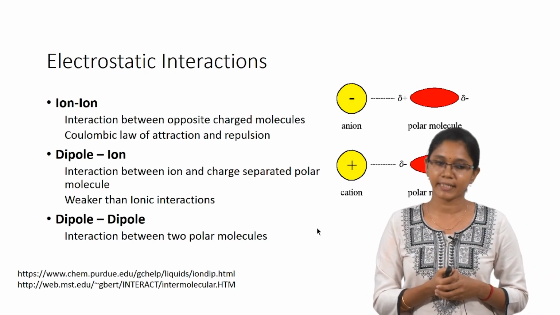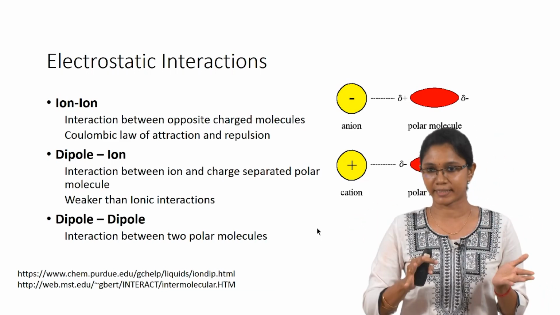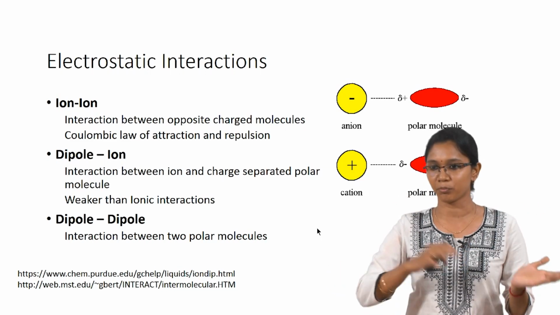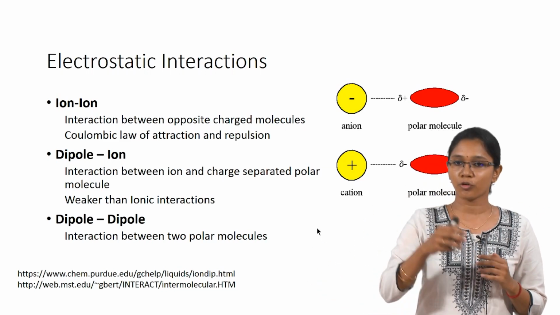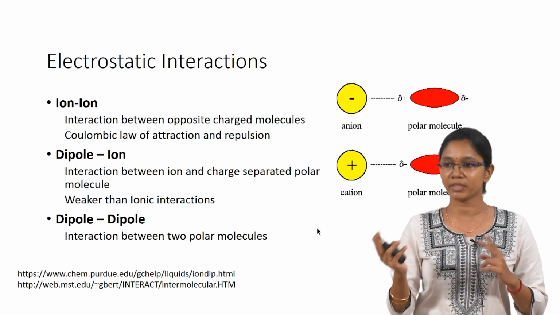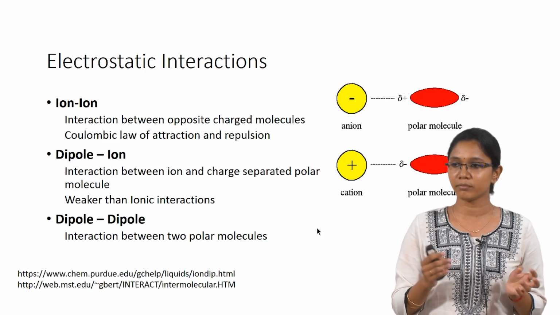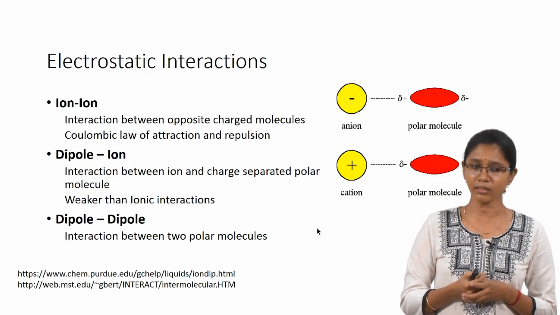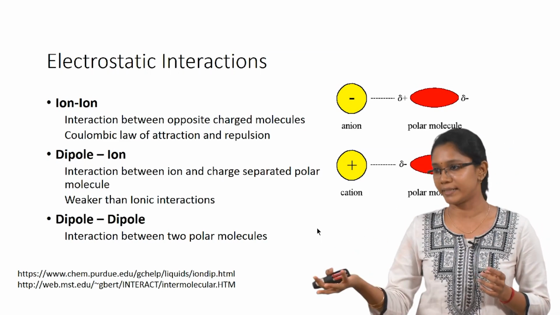So, the electrostatic interactions include the ion-ion interactions. We know what an ion is, a cation and an anion with a positive and a negative charge. So, when there is an interaction between two differently charged molecules, we call it an ion-ion interaction or an ionic interaction. And then what is a dipole-ion interaction?